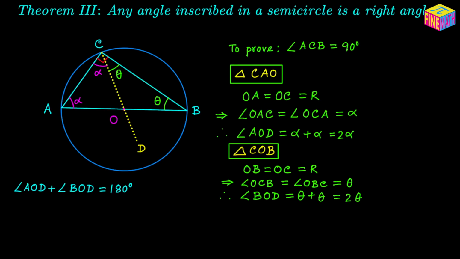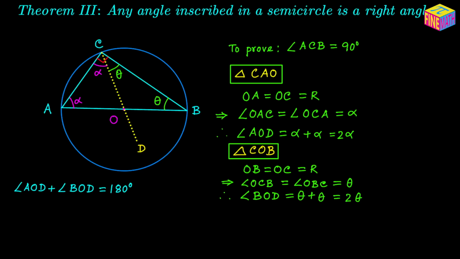Now if you think about the straight angle which is at the center O on the lower side of the diameter, that straight angle is actually the sum of the angle AOD and angle BOD. If we add them up, that will become the straight angle, that will be 180 degrees. So that's exactly what I have noted here on the left hand side, that angle AOD plus angle BOD can be written as 180 degrees.